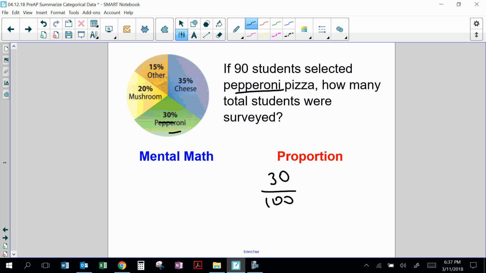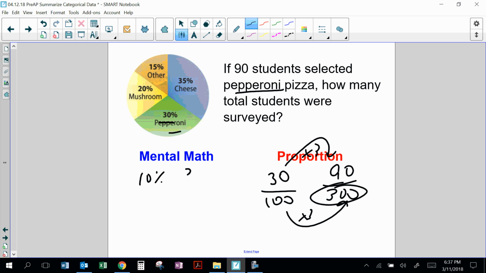And if there are 90 students who chose pepperoni, what is the total? What is the scale factor from 30 to 90? Times 3, times 3, 300 total number of students. Another way to do it is for every 30%, there are 100 students. And how do you build 30? So 10% is 30 students. So we know 10% is 30 students, and then 100% times 10 is 300. That's another way to do it using mental math.